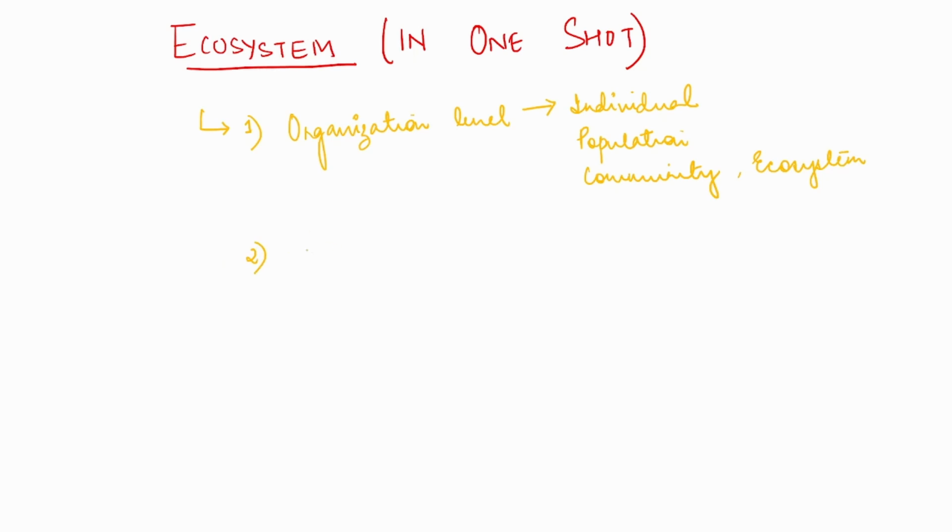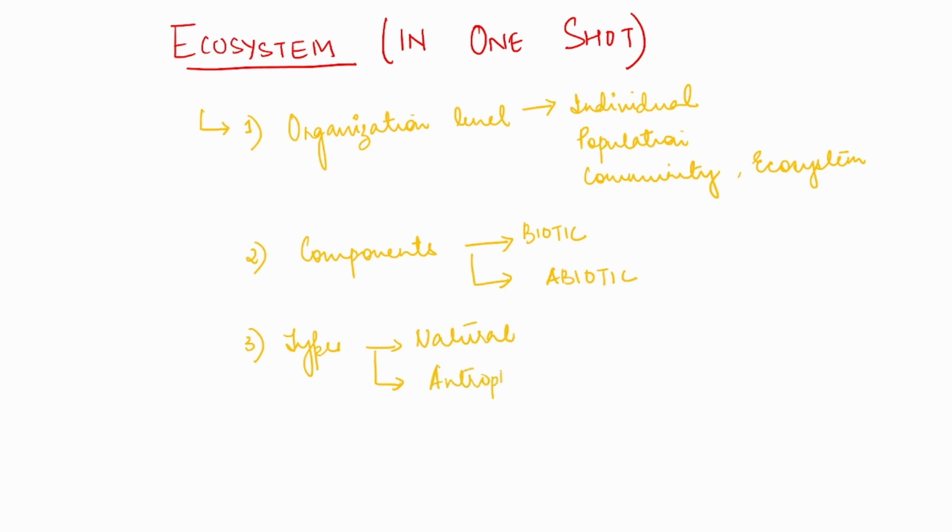Then we will see the components of ecosystem. What are the components of ecosystem? If we say components, it is of two types: biotic and abiotic component. Then we will discuss types of ecosystem. There are two types. One is natural, which is gifted by nature. Another is anthropogenic. Anthropogenic, we also call it man-made.